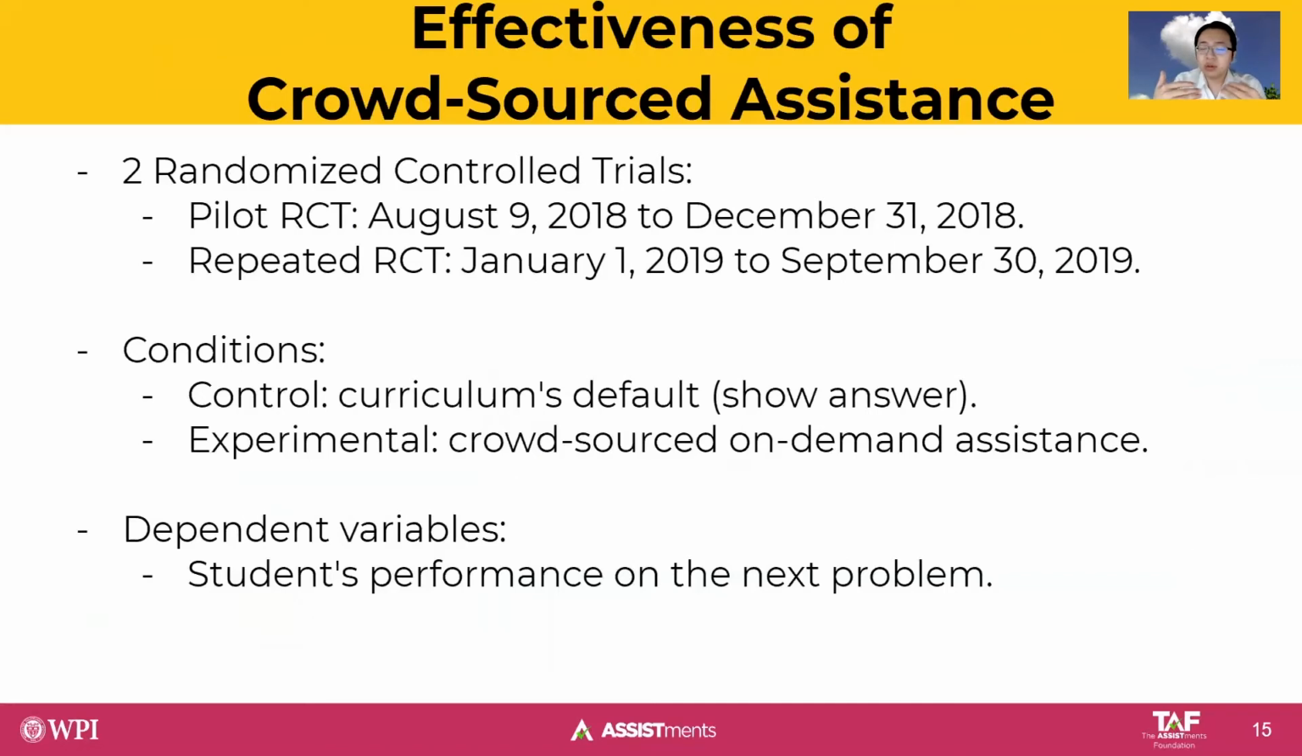To answer the third question, we ran two RCTs. We called them the pilot RCT and the repeated randomized controlled trial, in the fall and spring terms of the 2018-2019 academic year. In the two conditions, the control is the curriculum's default, which is just a button that says show answer. The experimental condition is the crowdsourced on-demand assistance, TeacherASSIST. And the dependent measure is the performance of the student on the next problem.